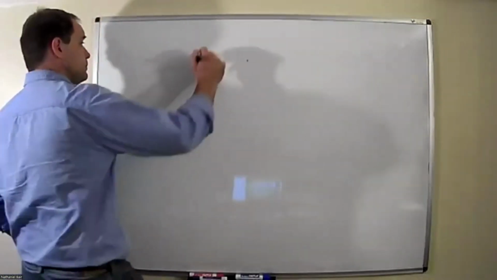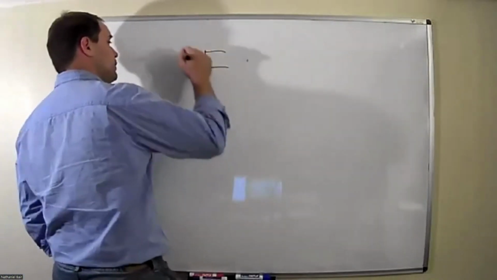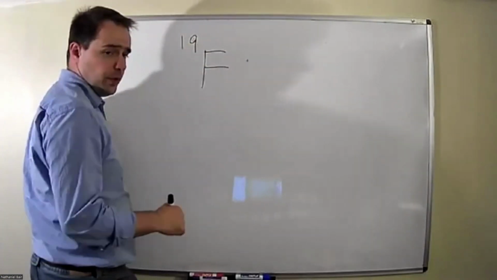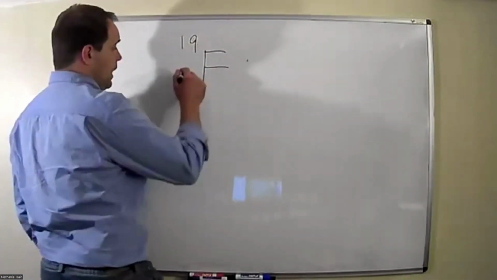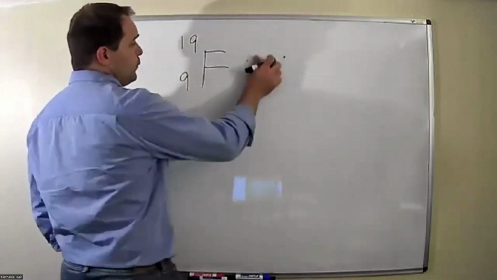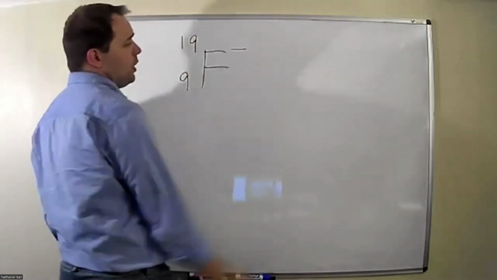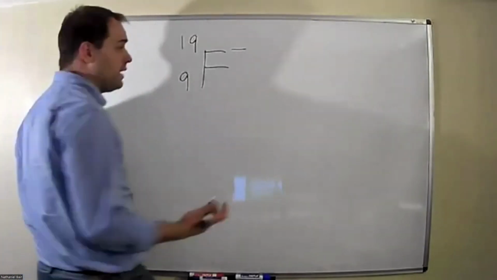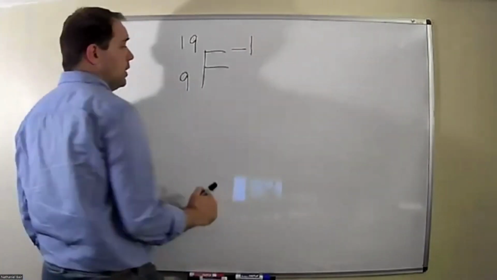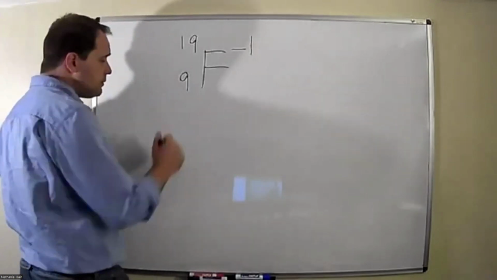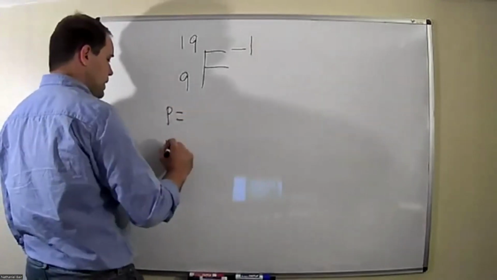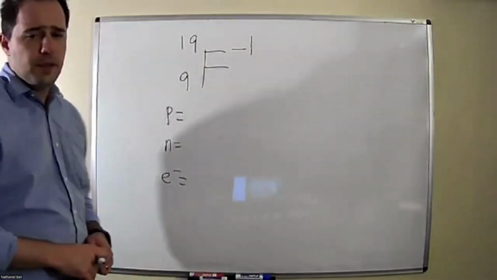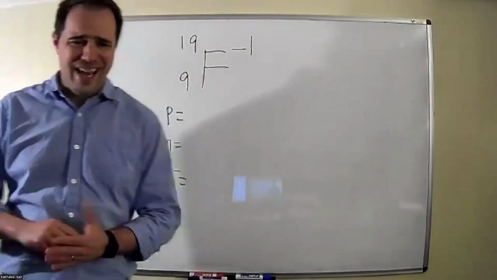Fluoride. Most fluorine on this planet is fluorine 19. If you find fluorine on the periodic table, it's element 9. And fluorine likes to have a -1 charge. Now, if a charge is +1 or -1, you don't have to write the 1. You can, okay? So I'm going to write the 1, but you certainly don't have to. I want to know how many protons, how many neutrons, and how many electrons are in this fluoride anion.